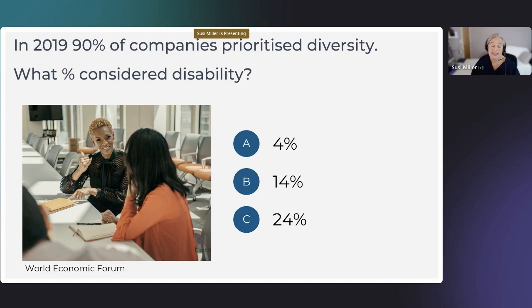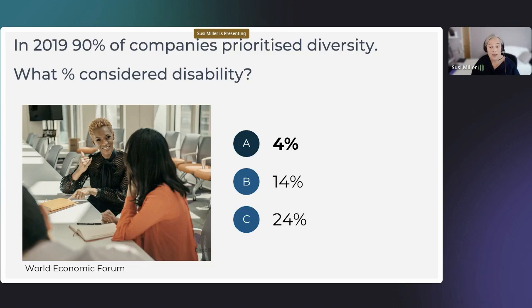So in actual fact, the answer is a staggering 4% considering disability. Now, I'm not quite sure how those figures would stand today, but judging by my own experience about how many organisations really understand or create legally accessible learning content, I'd actually guess that 4% is probably quite an accurate estimate.